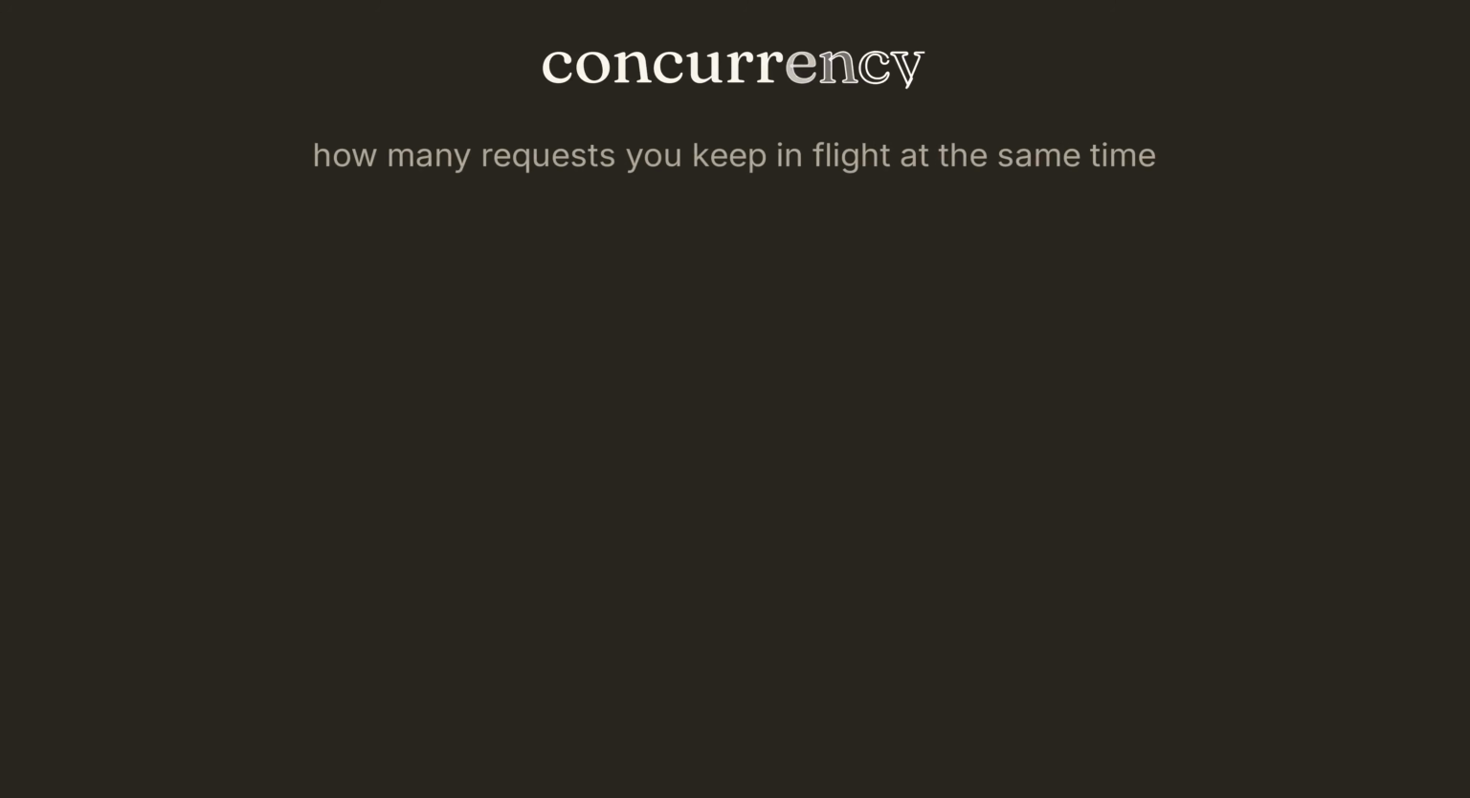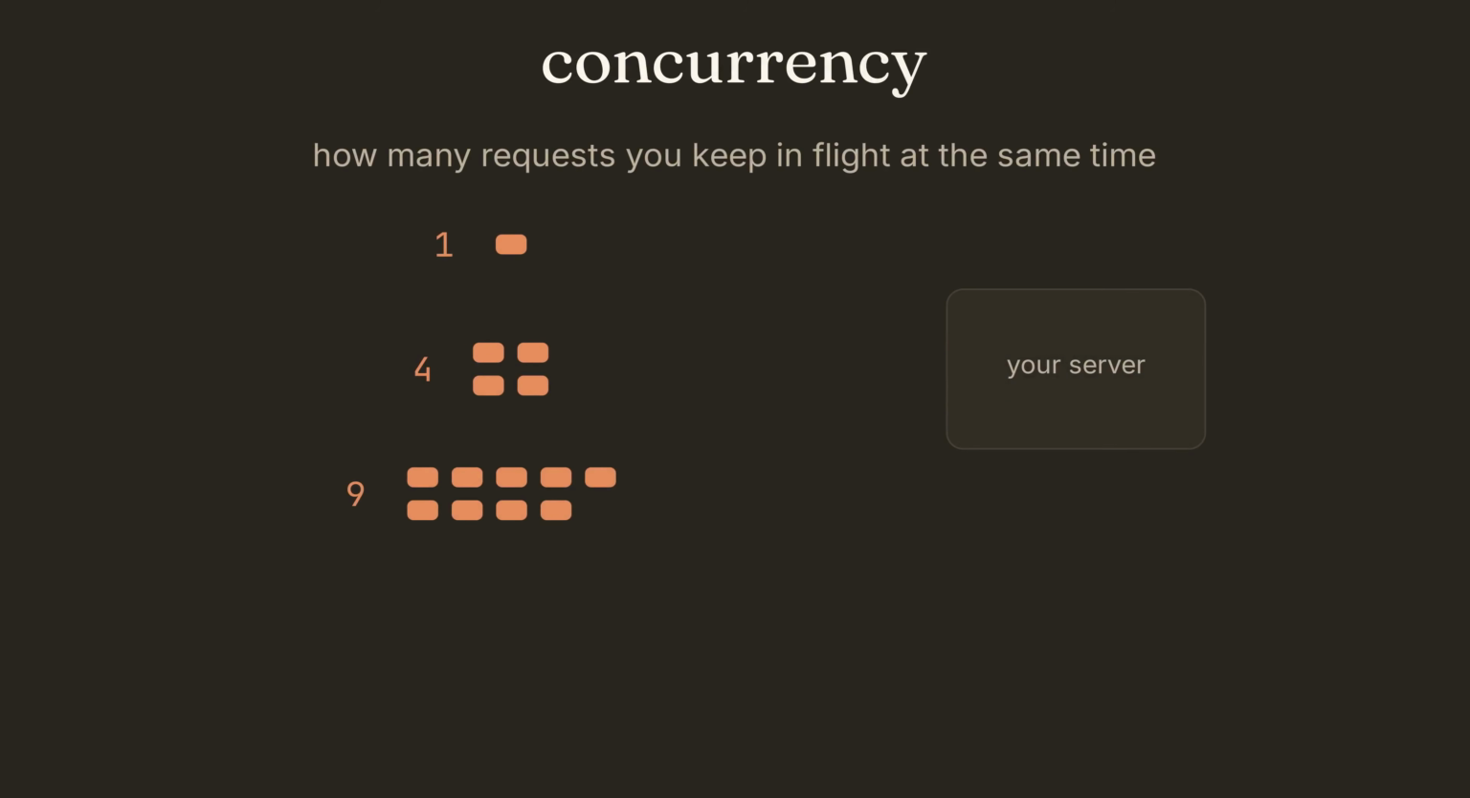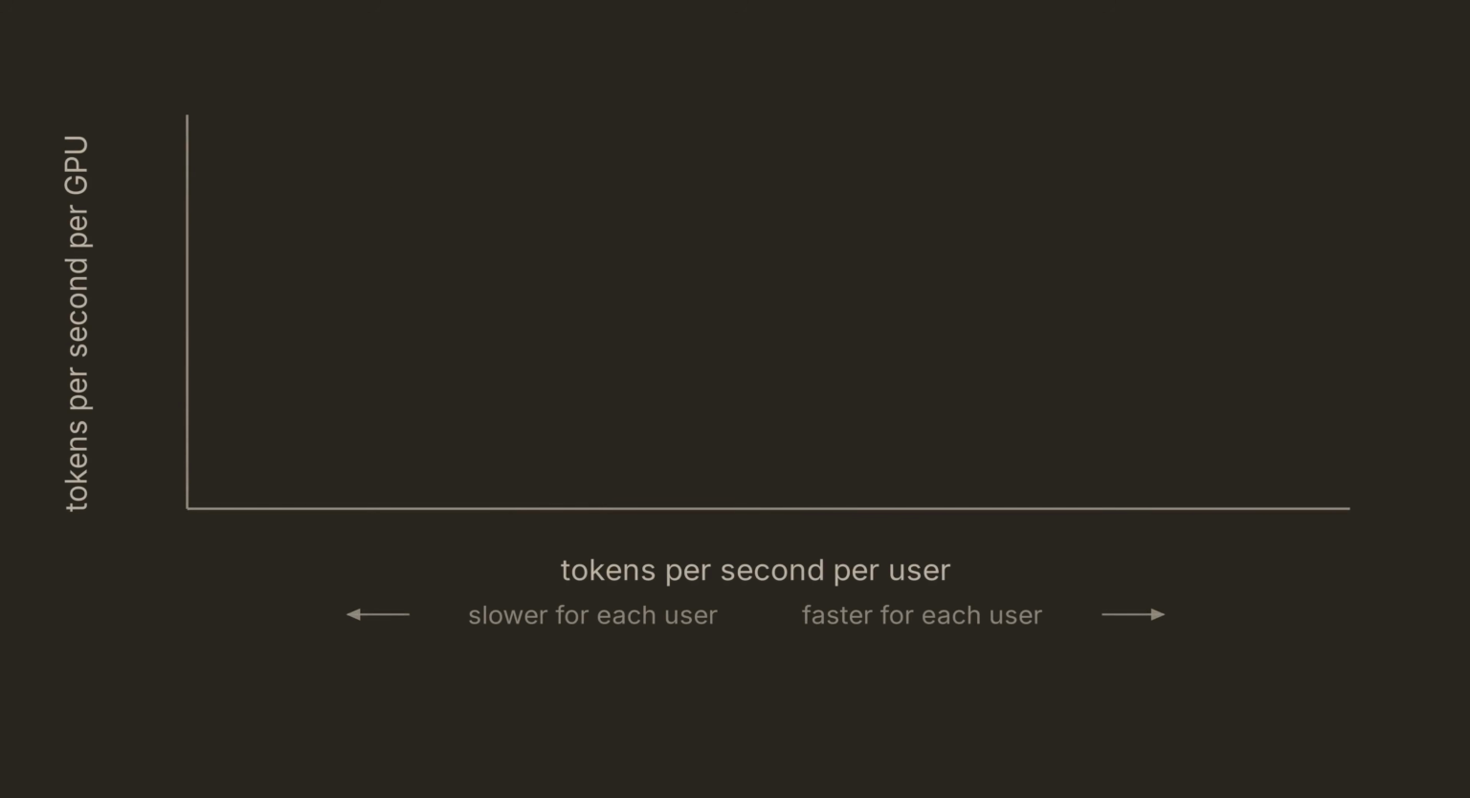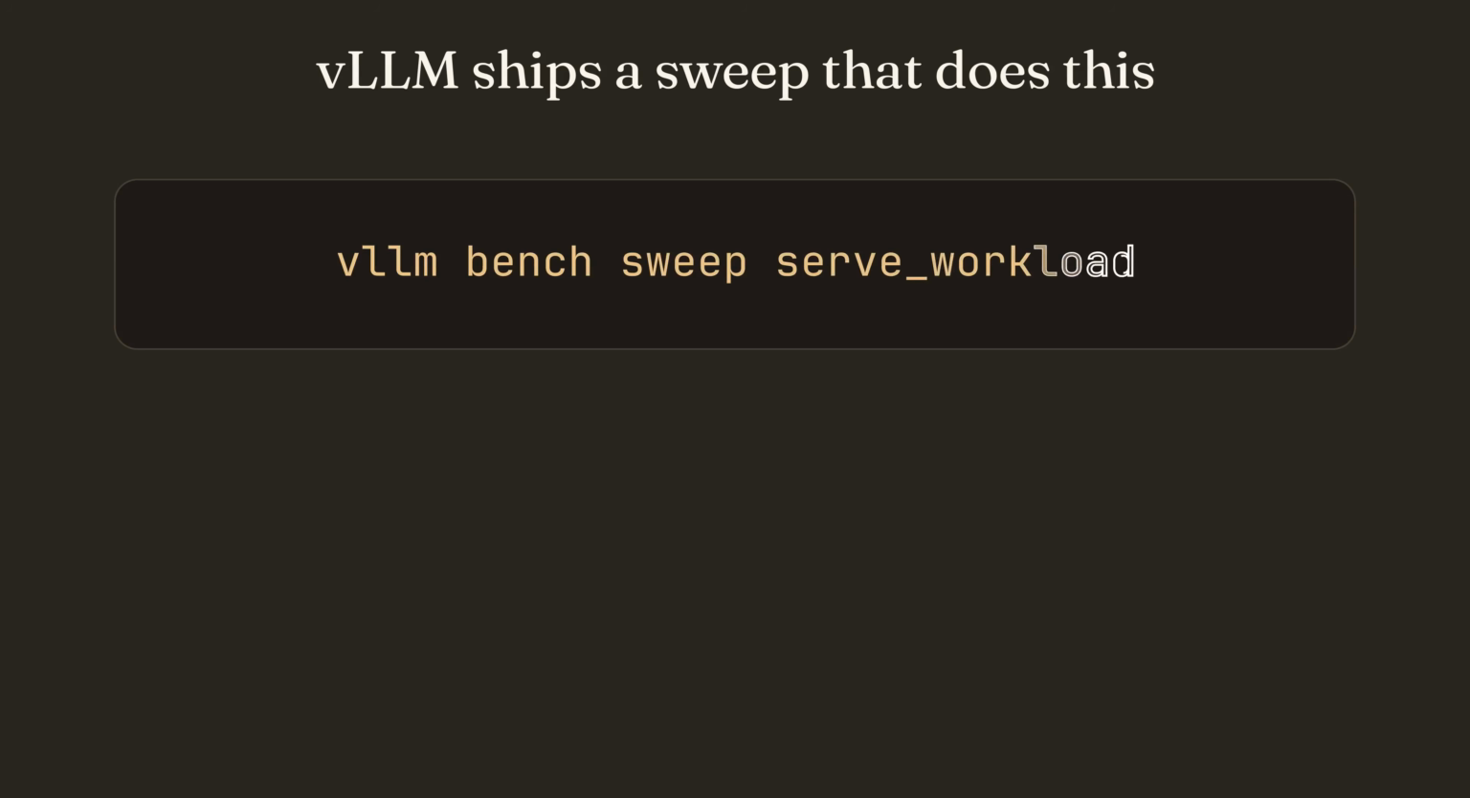Then you vary one thing, and that's concurrency, so how many requests you keep in flight at the same time. And you plot throughput against the latency one user feels, 1 dot per run. Do you have to loop a benchmark by hand for that? I used to, but you don't have to do it anymore. Because vLLM ships a sweep that does exactly this job.